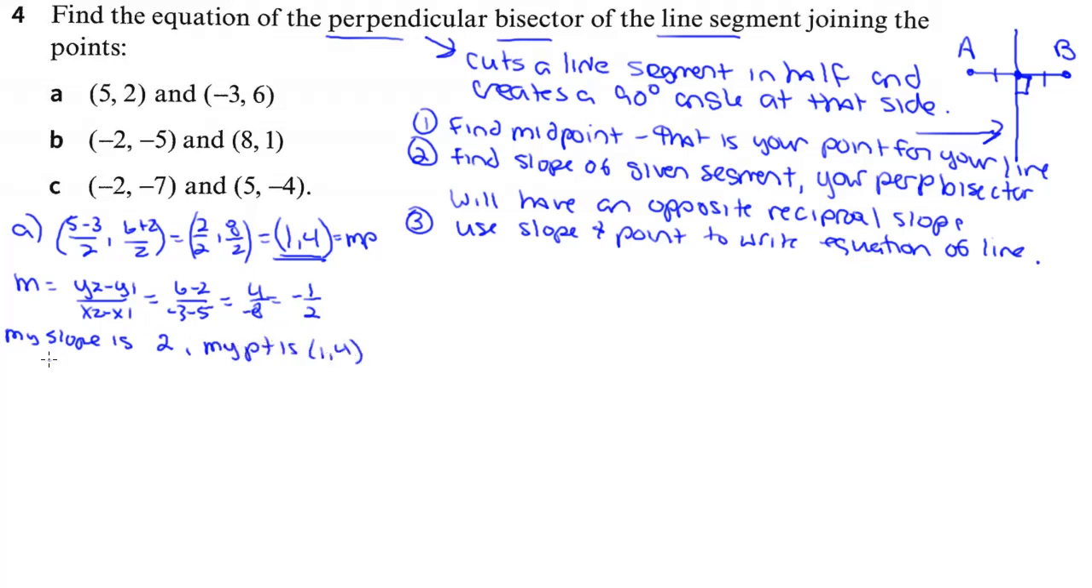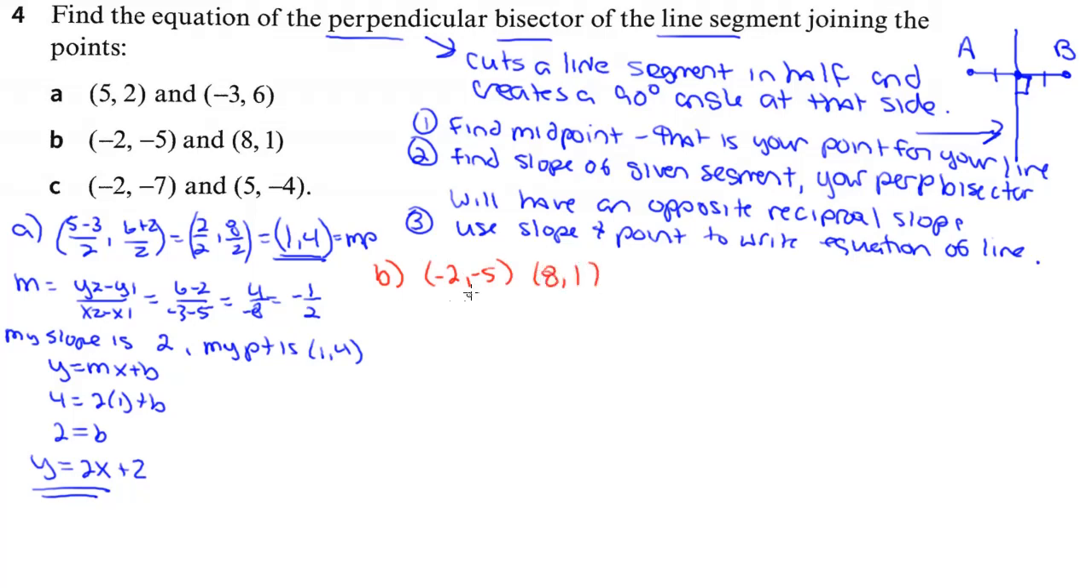So once I've got that, all I got to do is put them together and write an equation of a line, y equals mx plus b. I'm going to substitute the x in for the x and the y in for the y and the slope in for the m, and then I get this equation, y equals 2x plus 2. In B, I've got two different points, but it's going to work exactly the same way. I find the midpoint by adding the two x's and divide by 2, add the two y's and divide by 2, and then once I've got my midpoint, that's going to be the point that's on my perpendicular bisector.